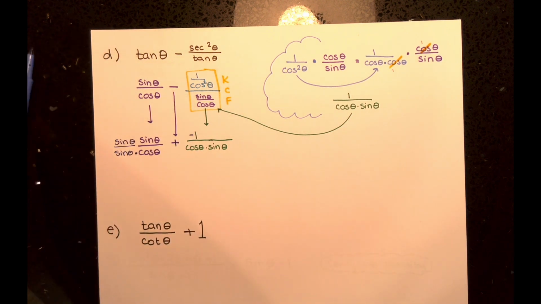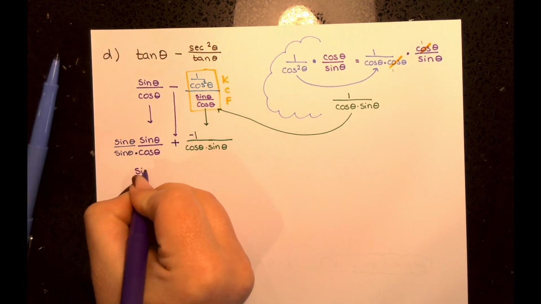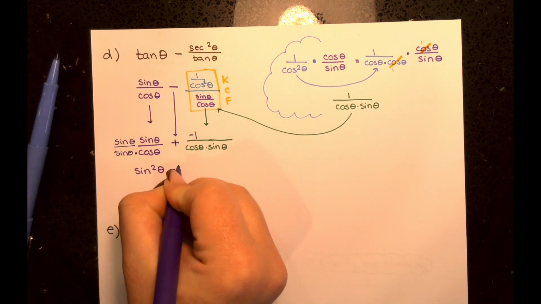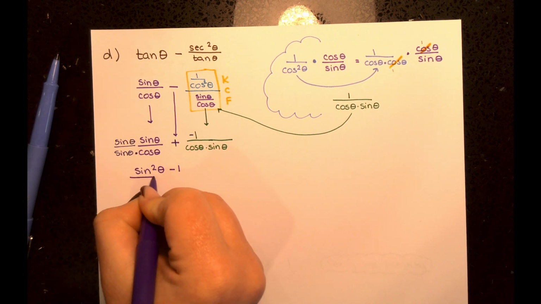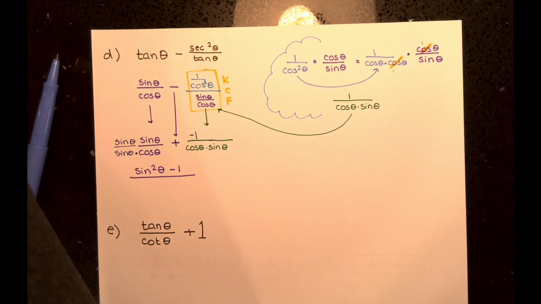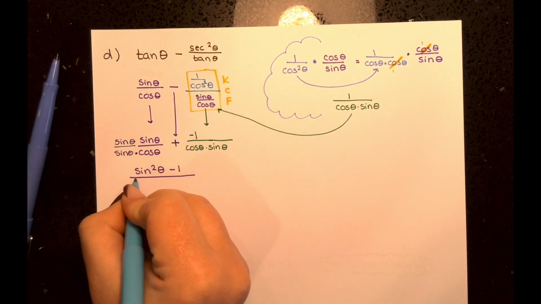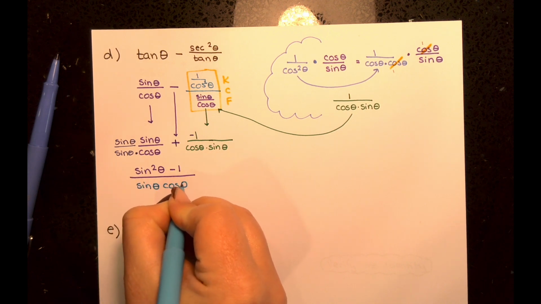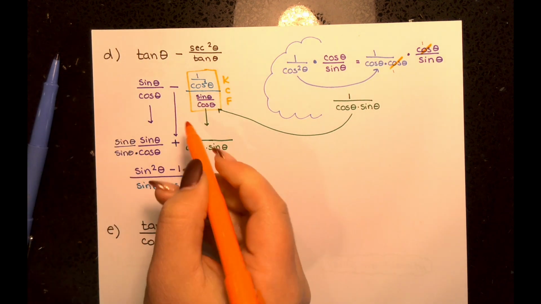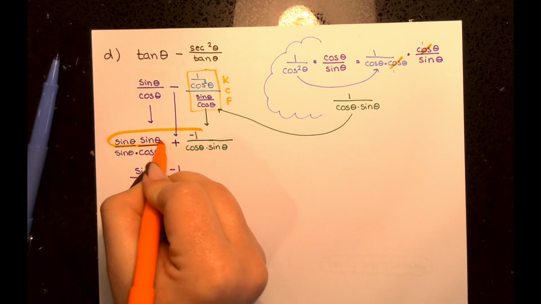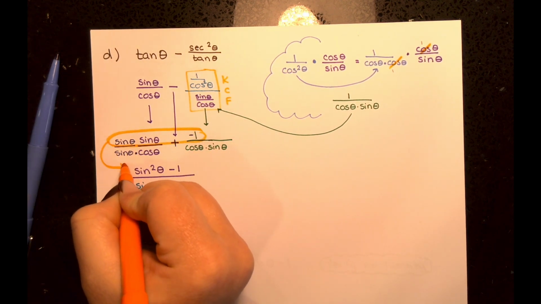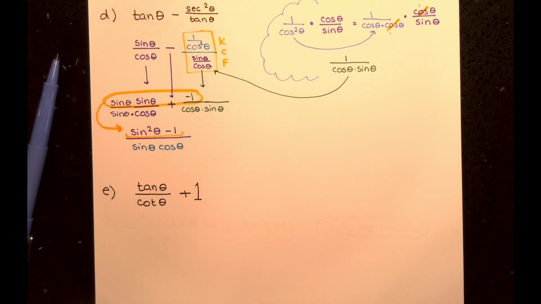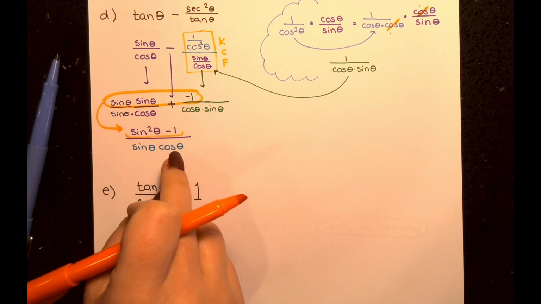So what do we have? We have sine squared of theta plus a negative 1, so minus 1 in the numerator, over common denominator now, sine of theta, cosine of theta. So this numerator became this numerator. So you guys know where it came from. And then the common denominator is here.